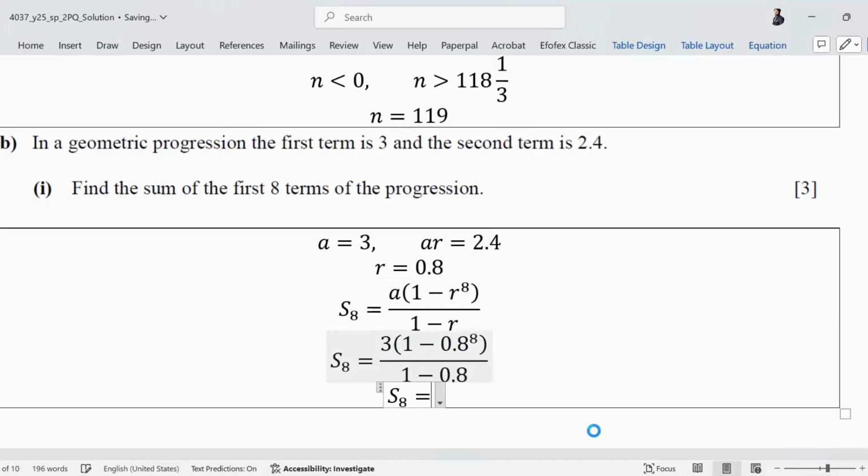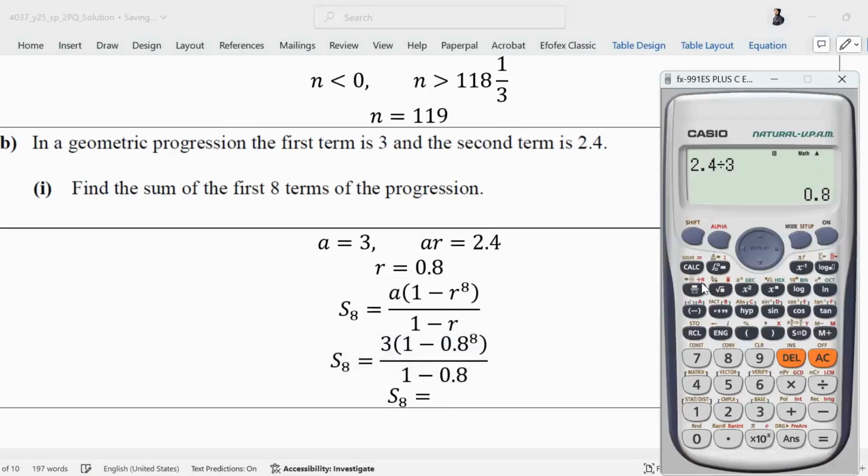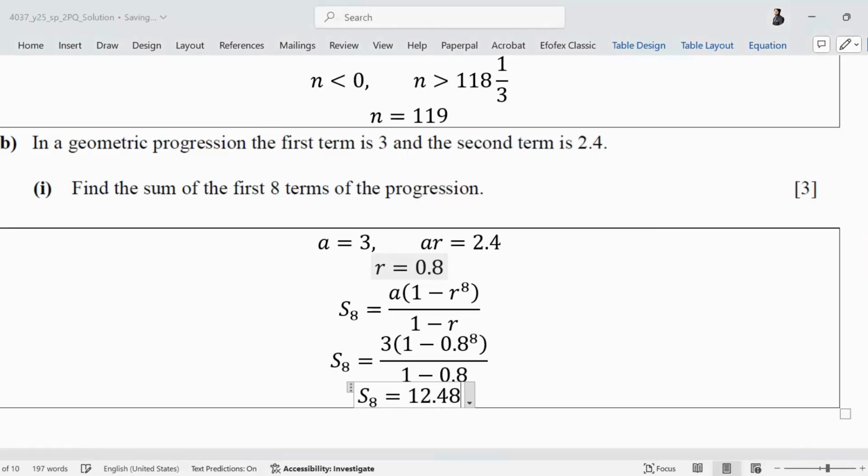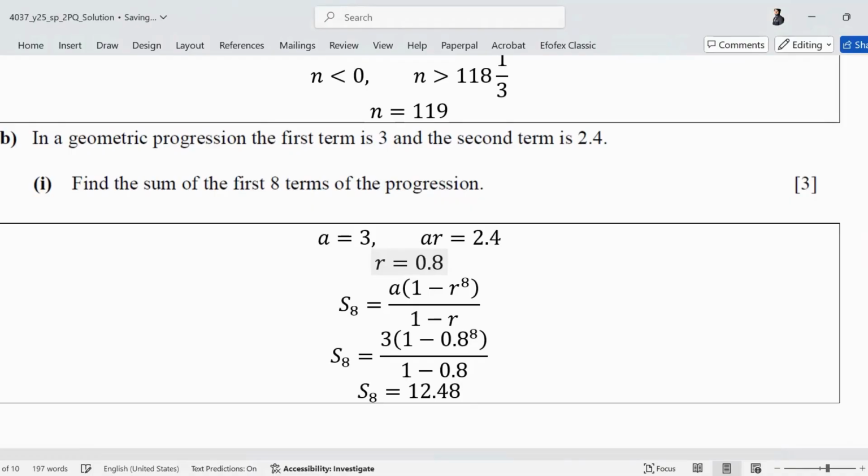So S8 is basically 3 into 1 minus 0.8 to the power 8 divided by 1 minus 0.8. So 12.48. That is the sum of the first 8 terms of the GP.